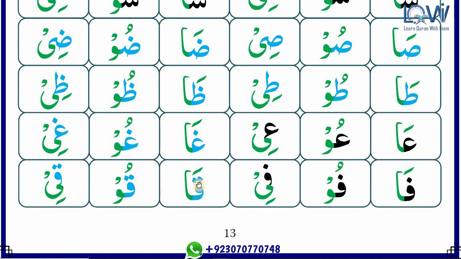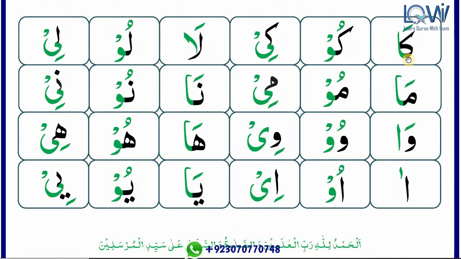Qaf is a musta'li letter, that's why we read it with thicker voice. Next line with spelling. Kaf alif zabar ka. Kaf waw pesh ku. Kaf ya zir ki. Ka ku ki.